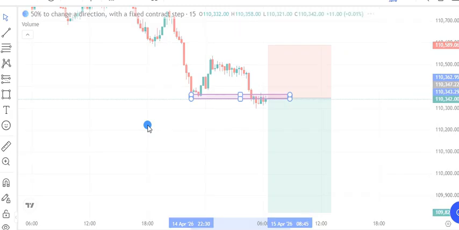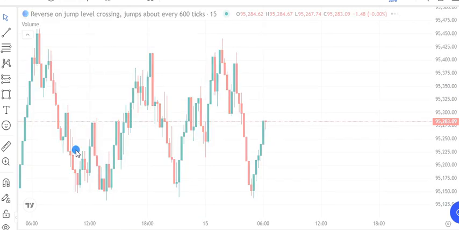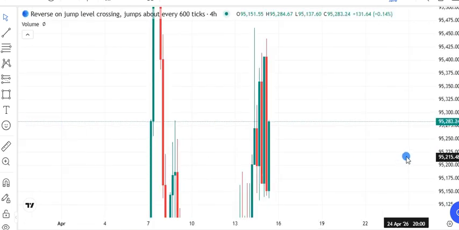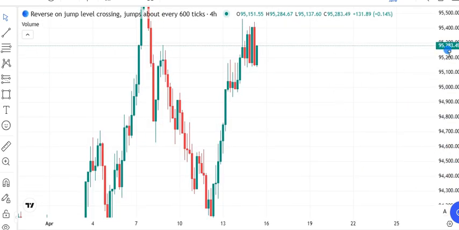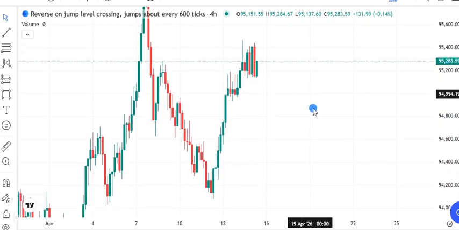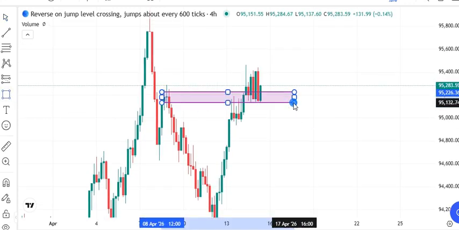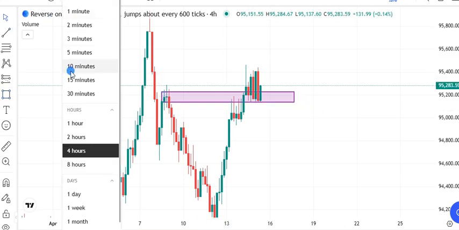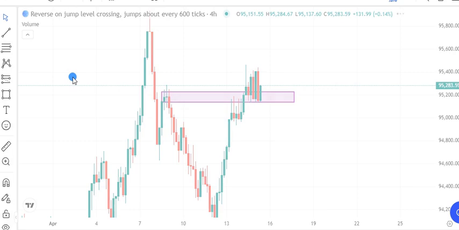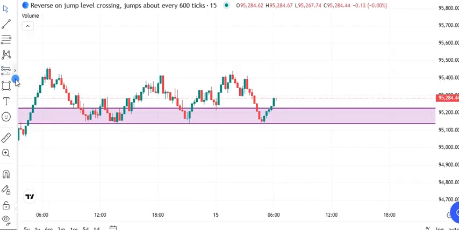Or let's go to Break first. Let's go to Break 600. Okay, to the 4-hour chart. So here's the 4-hour chart on Break. Still expecting continuation of this bullish move. So let's see if we can see any entry level on Break 600.